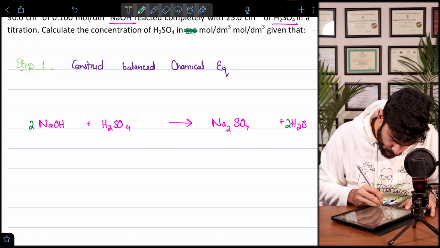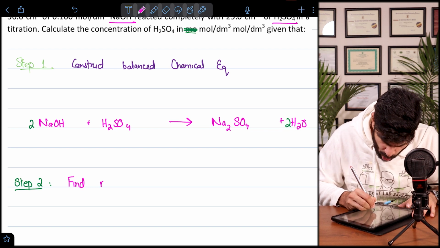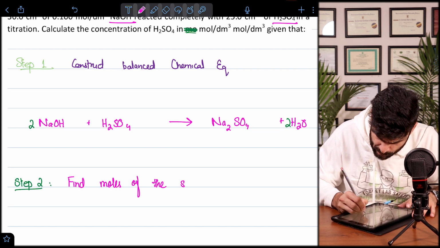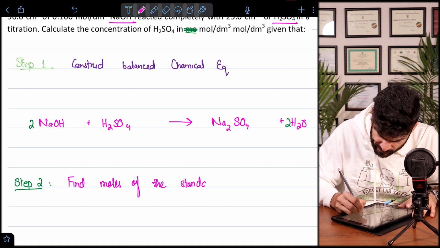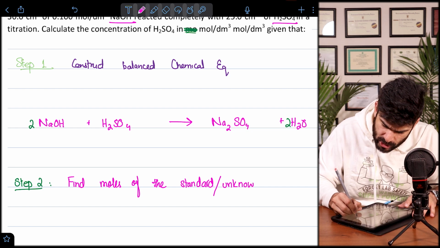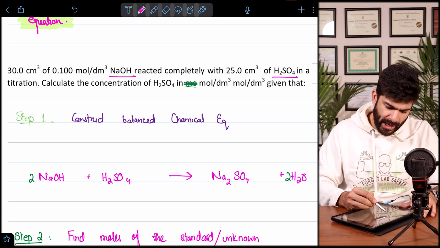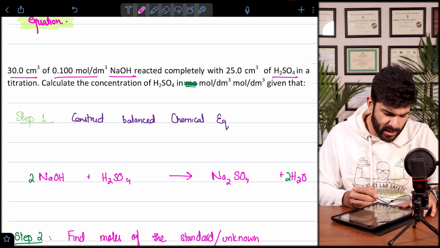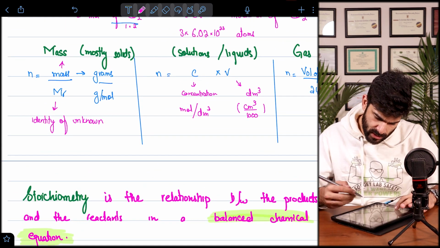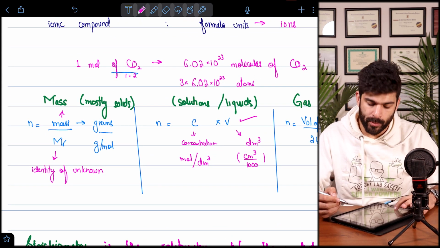Now, step 2, find moles of the standard, and there's another term that we use for standard, known. Now, which solution is known to us? We know about NaOH, we know its volume, we know its concentration. And with this, can we calculate the moles? We can calculate the moles using this formula.